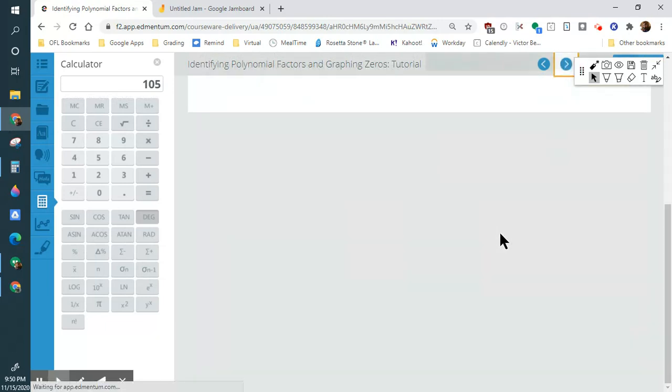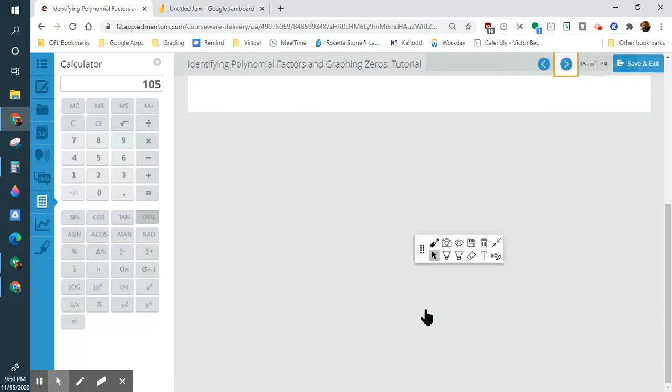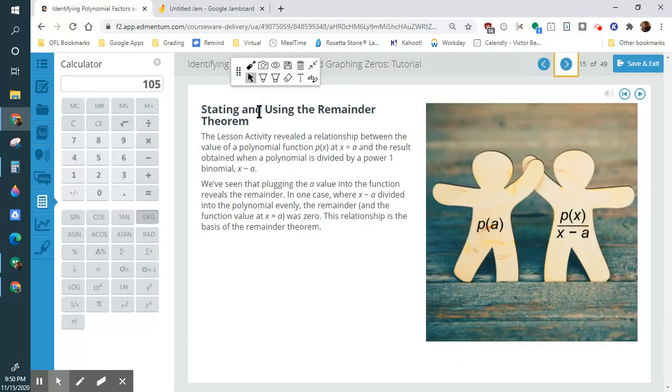All right, so let's get to it. What do we have here? Oh, I have to scroll up. So stating and using the remainder theorem. So the idea of the remainder theorem is if we want to solve for a, divide p of x, so divide the function by x minus a, and they're equal. These two are the same thing. Plugging in a or dividing the function by x minus a, they're going to give you the same thing. The remainder of this is going to give you the same thing, I should say.